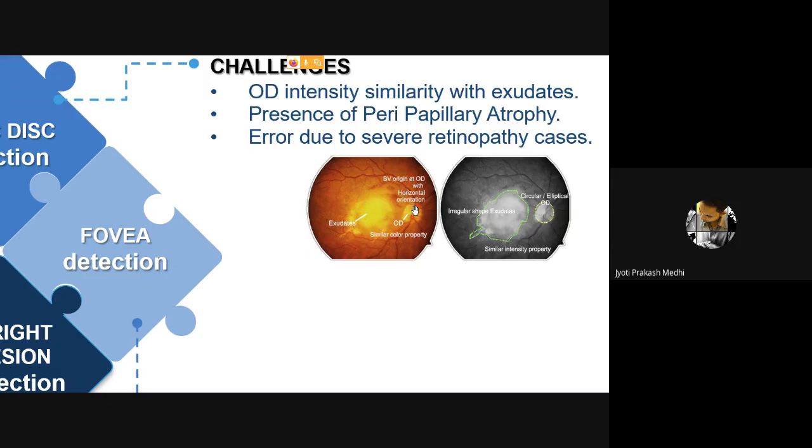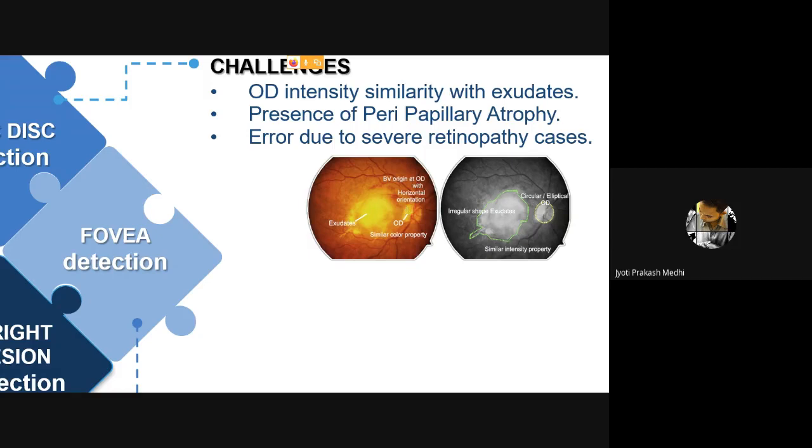So that is why we can go for other secondary properties of the optic disc, such as the blood vessel property, because blood vessels originate from the optic disc. And generally exudates do not appear near the optic disc region. But there are other cases where we have the presence of peripapillary atrophy. Here, as we can see, the optic disc also has some exudate regions. Due to the presence of this, we cannot identify the proper boundary of the optic disc. So this is the second challenge for identification of the optic disc.